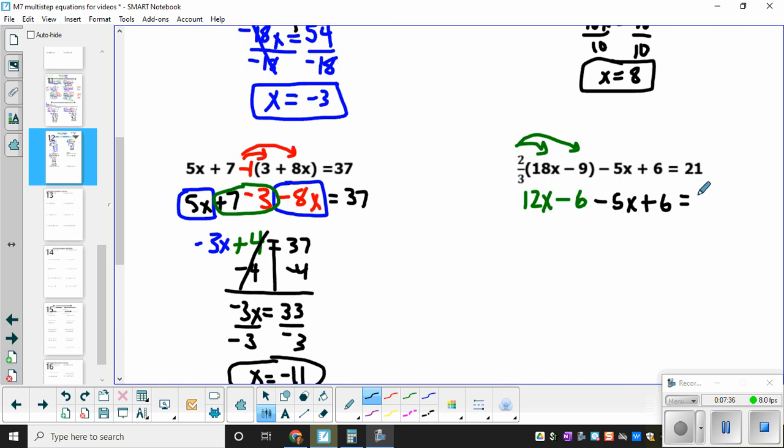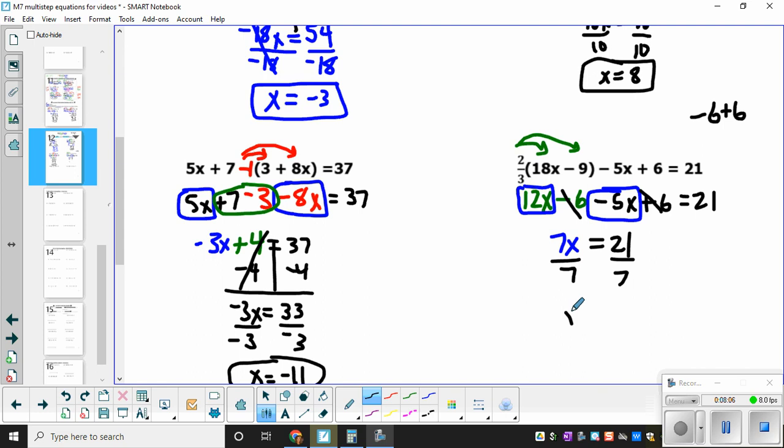And now let's just routinely combine our like terms. We've got the 12x, and right here is a -5x. 12 minus 5 is 7, so I'm going to put a 7x. And look here, the -6 plus 6 actually cancels out. That would be 0. So we don't even have to put the +0 here. We can just put equals 21. And now we just get to divide by the 7, and we're done. So this one kind of saved us a step because our constant canceled out. And we get x equals 3.